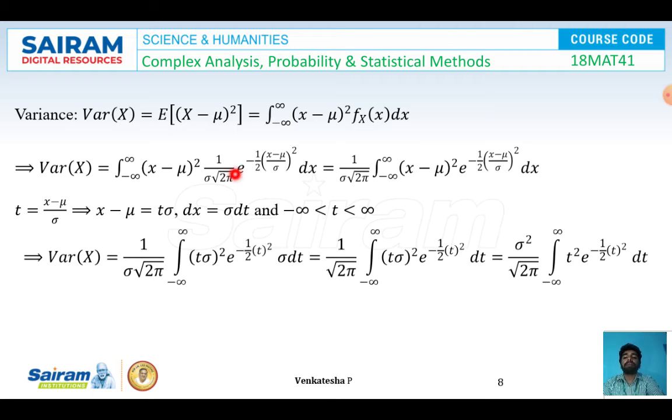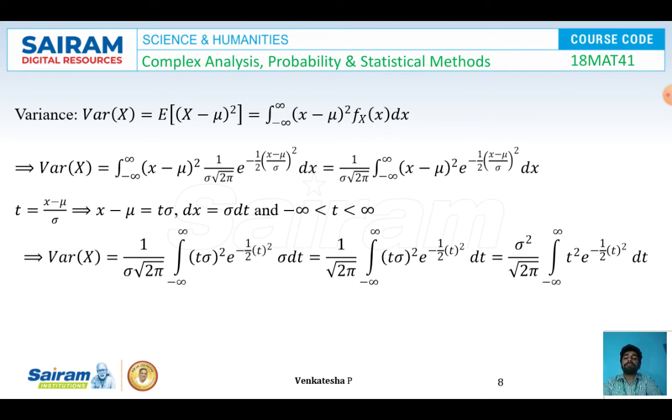The constant 1 by sigma square root of 2 pi I'm taking outside: integral minus infinity to plus infinity, x minus mu whole square into e power minus 1 by 2 x minus mu by sigma whole square dx. So now I'll replace x minus mu by sigma with some variable t. So t is equal to x minus mu by sigma. It implies x minus mu is equal to t sigma. So we have to find the value of dx also. dx will be equal to sigma dt, with the range of t being minus infinity less than t less than infinity.